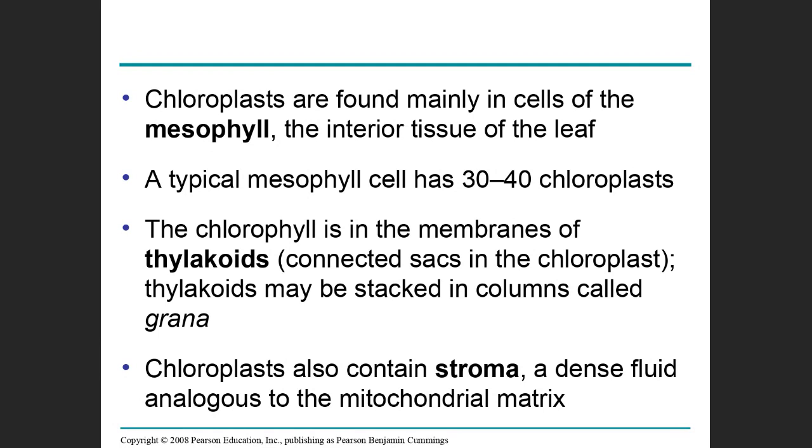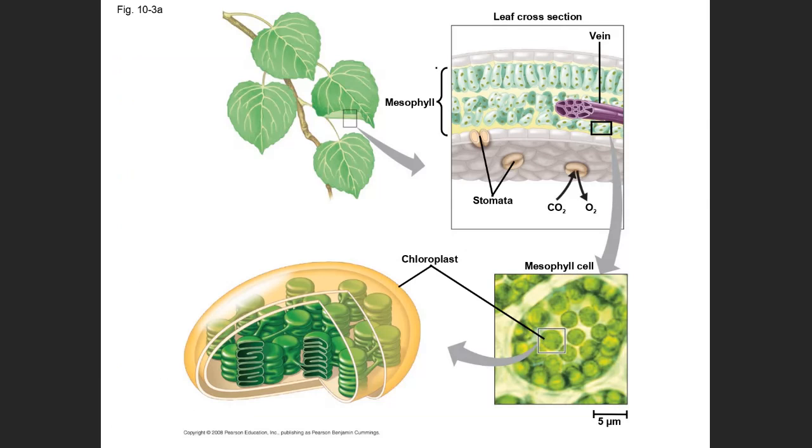Inside the chloroplast is that liquidy center called the stroma, which, as I said, is analogous to the mitochondrial matrix, but that's why I don't want to use the word stomata or stoma for stomates, because stoma and stroma sound the same. So let's just use stomate for the openings in the leaves. So here we see our leaves, and the mesophyll layer is the one where you find all the chloroplasts.